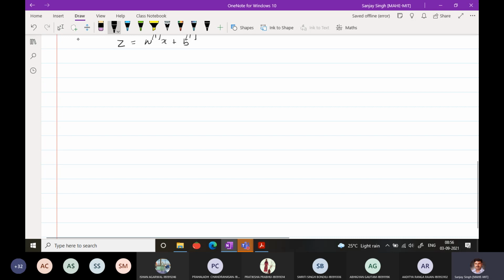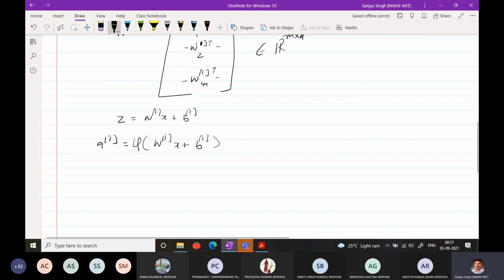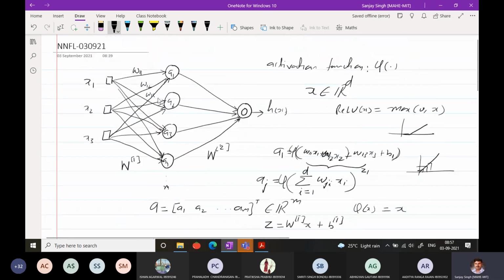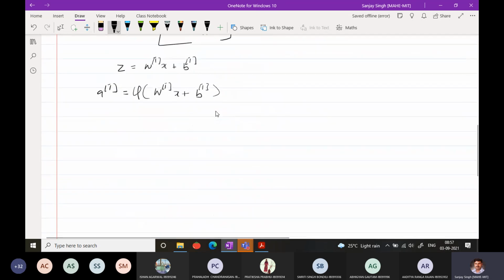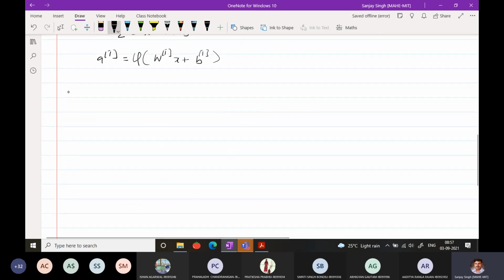So for the deeper structure, A1 is the outcome of the first layer, which I am saying is phi of W1 X plus the bias corresponding to this layer. Remember, now imagine that between the first layer and the output layer, there are many layers in between. There are many layers, and we are going to generalize.